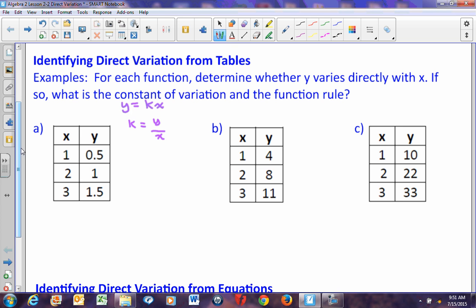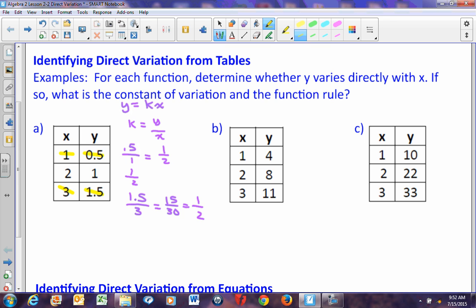For example, here, if I look at y over x, I'm going to have 0.5 over 1, which is basically 1/2. Then I'm going to have 1 over 2, which is 1/2. And then I have 1.5 over 3, which would be 1/2. So, since y divided by x happens to be the same ratio all the way through this table, I got the same exact ratio every time.